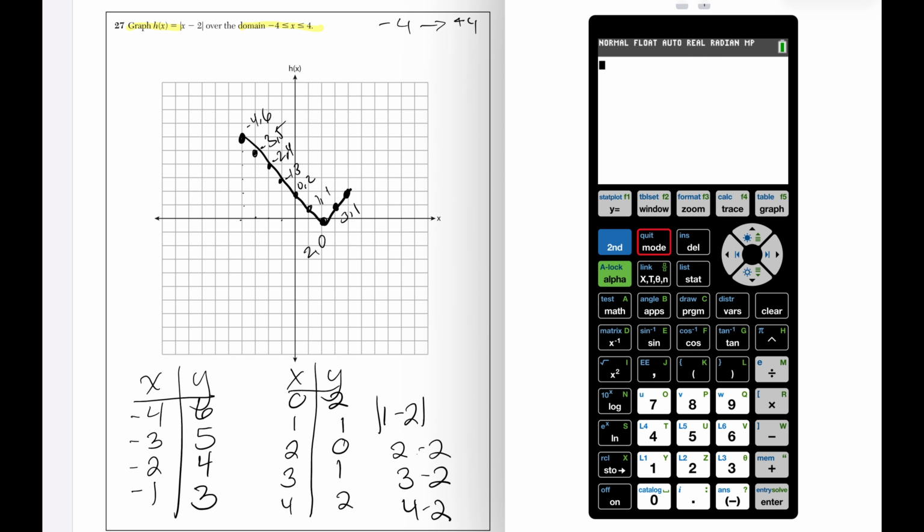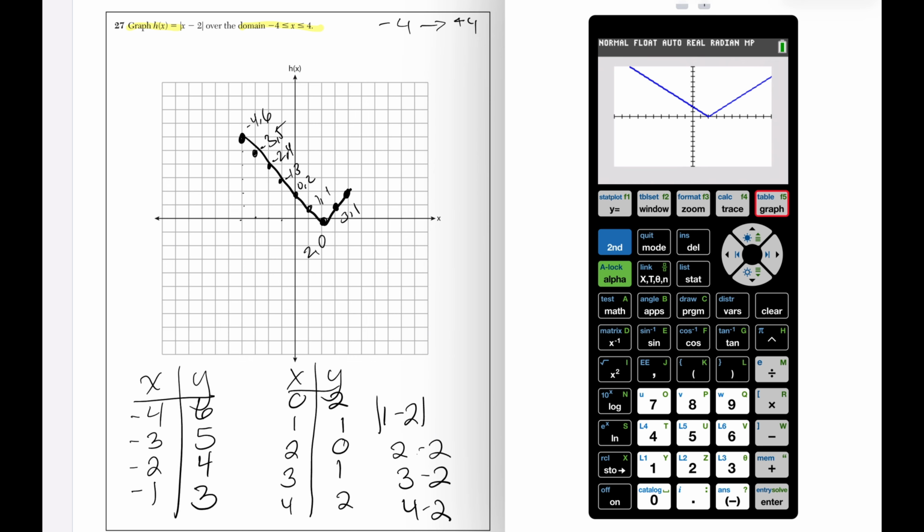The second way you can do it is you can just figure out the points on your calculator. You're going to go to y equals. To get to the absolute value, you're going to hit this button here for math, move over to numbers, and press 1 for abs. So that's for absolute value. And now you're just going to type in your x minus 2. And then you're going to graph it. And it's going to give you the full graph, which is great.